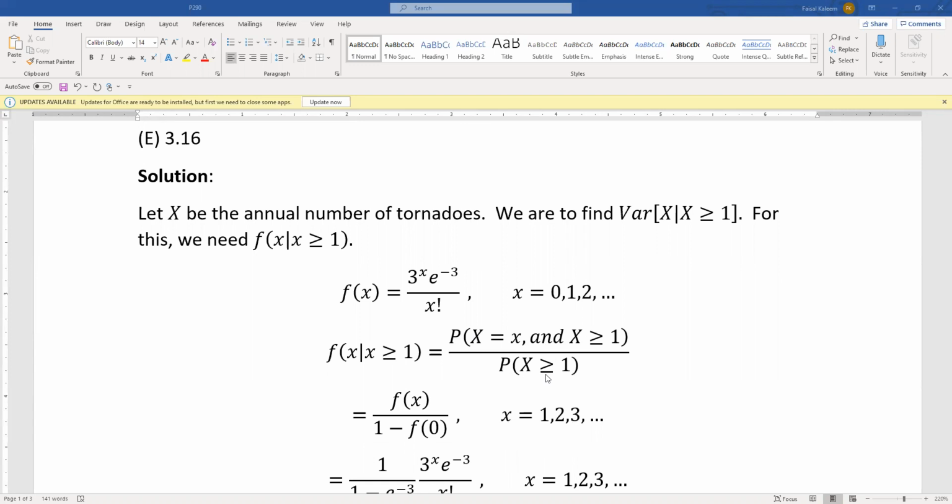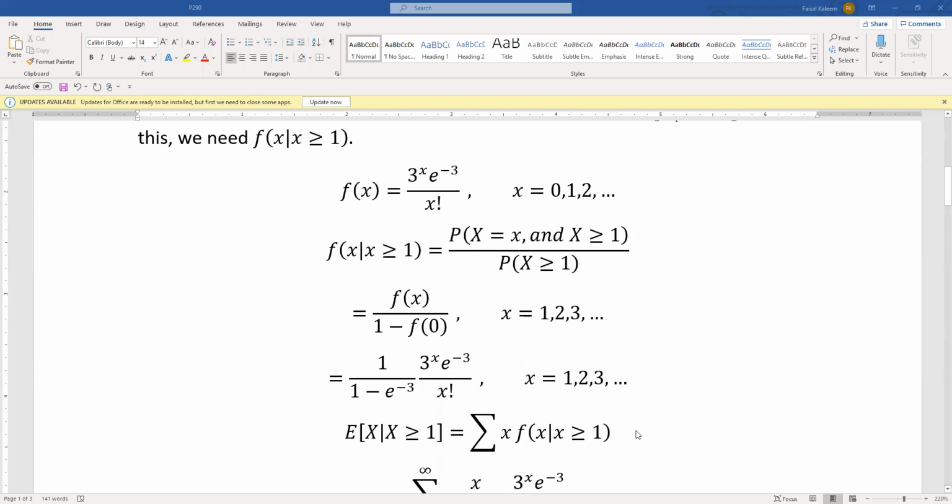And in the denominator, X greater than or equal to 1 means 1 minus the probability X is less than 1. And in this case, less than 1 only means 0. So 1 minus f(0). And f(0) comes out to be e^(-3), because 3^0 and 0 factorial are both 1, just e^(-3). So 1 minus e^(-3), and then this is just f(x), but now we are going from 1, 2, 3, and so on.